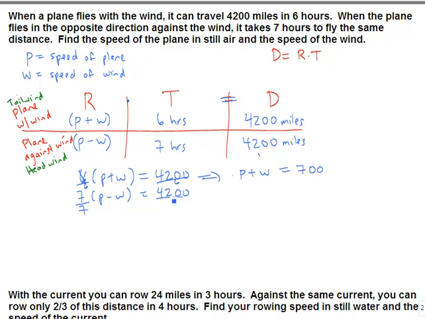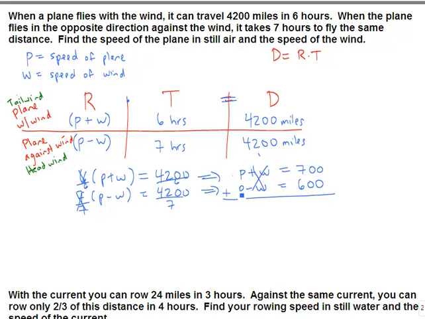If I divide both sides by 7 right away, then all I have left on the left is P minus W, and 4,200 divided by 7 goes in nice and evenly and gives me 600. So you get two very nice and simple equations to work with. The other bonus here is the P's and the W's are already lined up, and because of the way these rates worked, the plus wind and the minus wind are already opposites, so I am automatically ready to add down and the W's will cancel out.